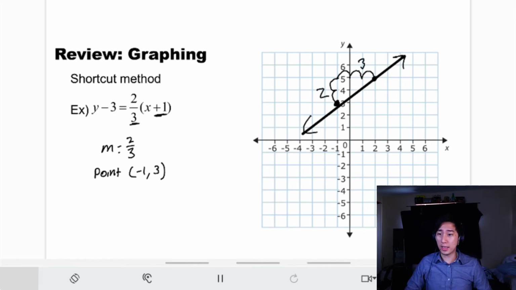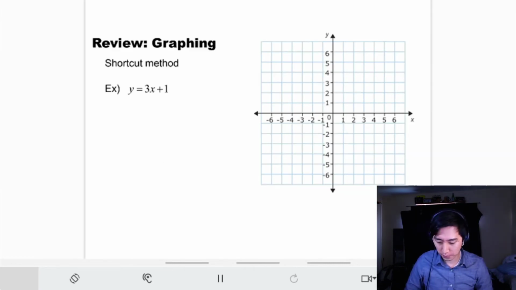Again, this is the shortcut method. No tables, no plugging in, no worrying about adding and subtracting correctly. However, if you noticed, they're only in these 2 special forms, point slope and slope intercept. If it's not in those forms, you either have to make it into one of those forms or you're going to have to use the table method, which is very important to know because that one always works. This one has a few rules attached to it.